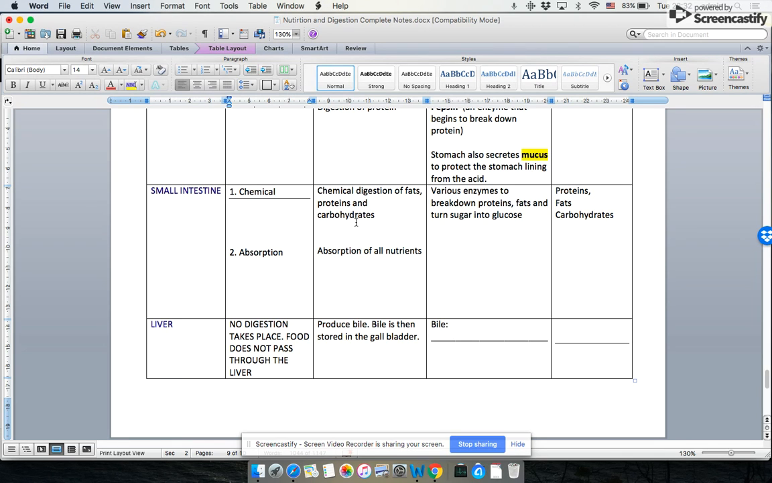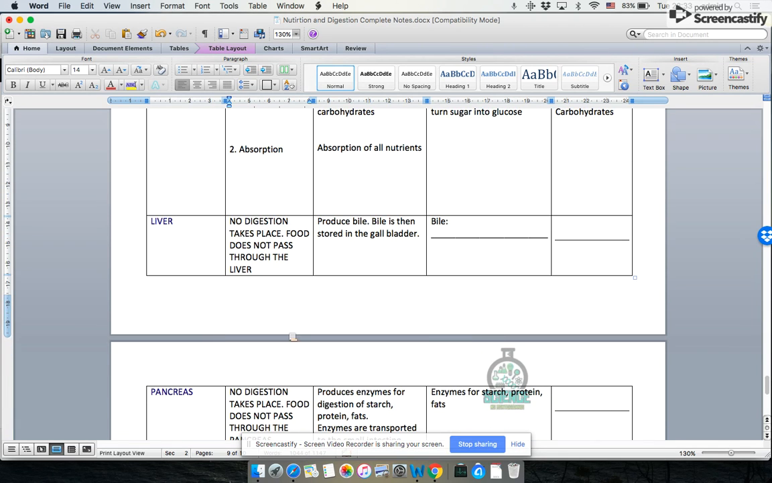Also, you may ask yourself now, why is the small intestine 6 meters long? Based on what you know about digestion, what can you conclude? Well, if chemical digestion happens in the small intestine and absorption happens in the small intestine, we need it to be that long in order for absorption to be maximized. So you want as many of the nutrients as possible digested and absorbed into your system.